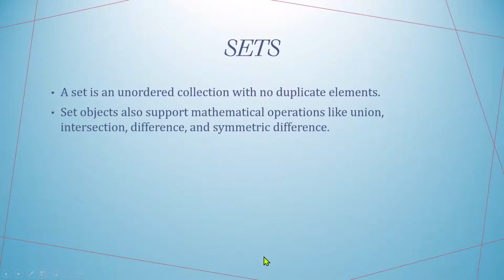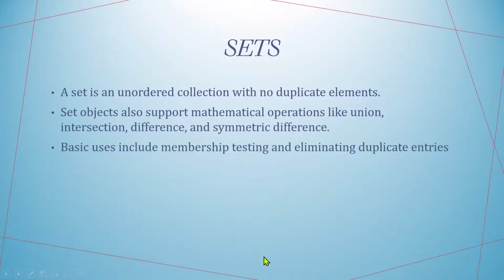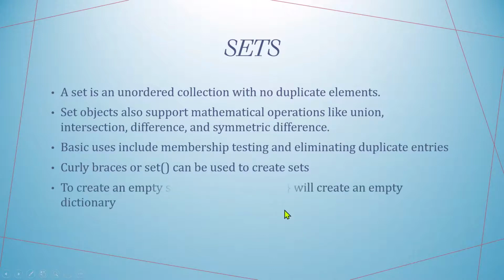Set objects also support mathematical operations like union, intersection, difference, and symmetric difference. Okay, so you've learned about sets in mathematics, I'm sure, in school, where you have A union B, A intersection B, etc. It's the same concept. Basic uses include membership testing and eliminating duplicate entries. Curly braces or the set method can be used to create sets. To create an empty set, you need to use set and not curly braces, as this will create an empty dictionary.